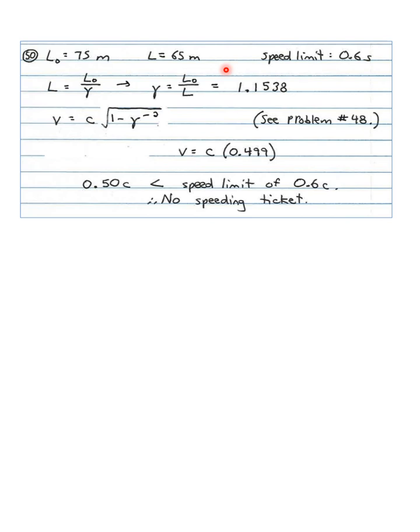So here we have 1.1538, and you can look back to problem number 48 for my derivation, but the speed is speed of light times the square root of 1 minus gamma to the negative 2. And we end up getting 0.499 times the speed of light. Now, because this is less than the speed limit, which is 0.6 times the speed of light, then there will be no speeding ticket.